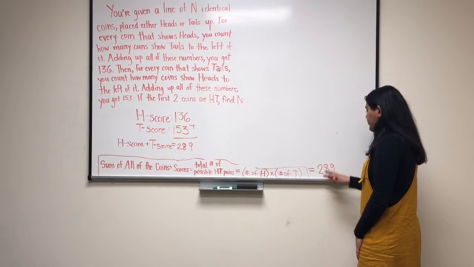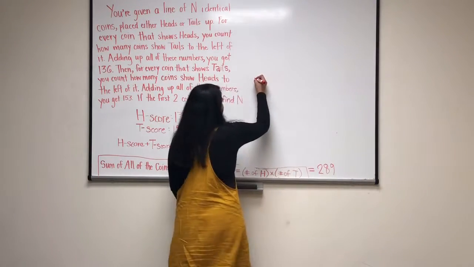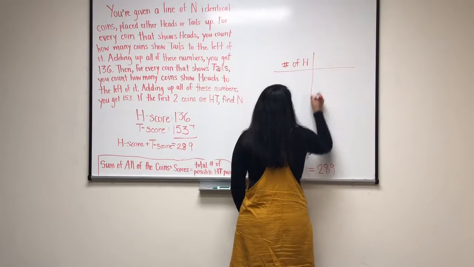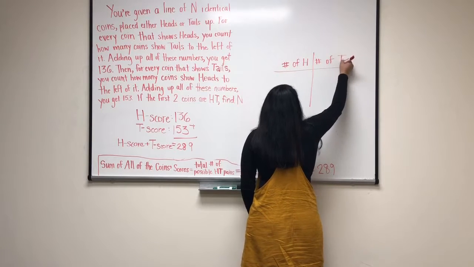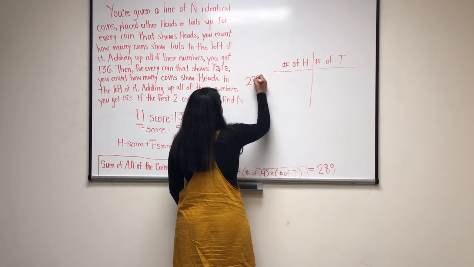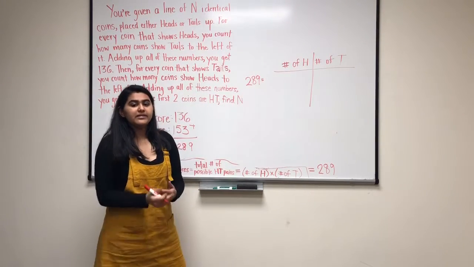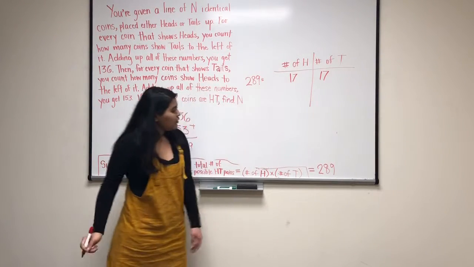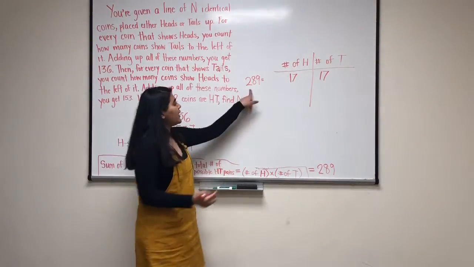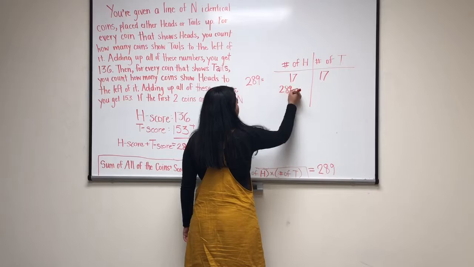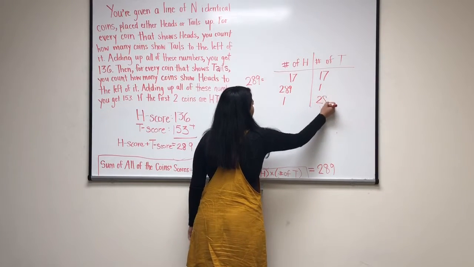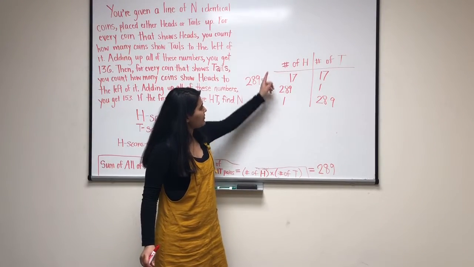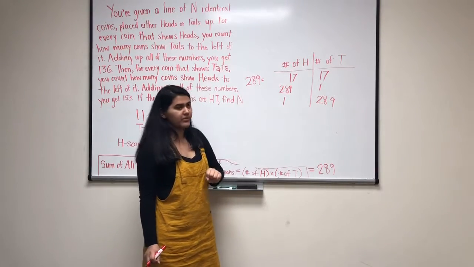What are all of the possible factors of 289? I'm going to list them. So 289, if it's not obvious, is 17 squared. So it's 17 times 17. However, we cannot forget about two other important pairs. 289 is also 289 times 1, as well as 1 times 289. Now, this is different from this because the number on the left side represents the number of heads, and the number on the right side represents the number of tails.